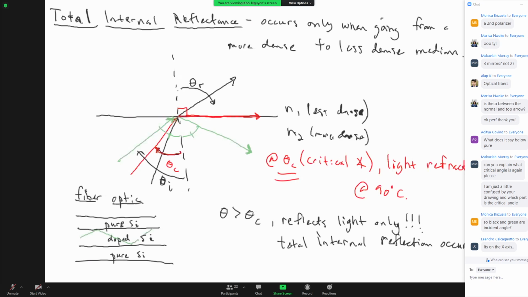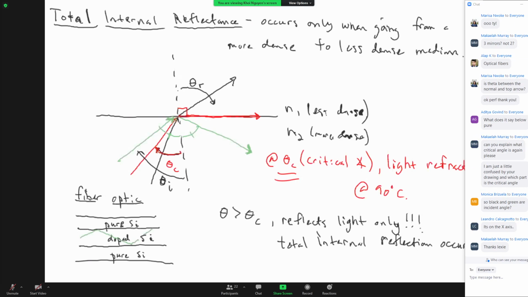Hey, Khoi, it's Lexi. I just wanted to comment that I was a little bit confused too, and I really appreciate Michaela bringing it up because now it is much more clear. So thank you for that, Michaela. Sorry, I should have drawn the angle in red as well when I labeled it.